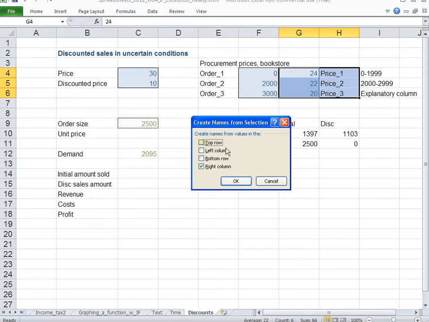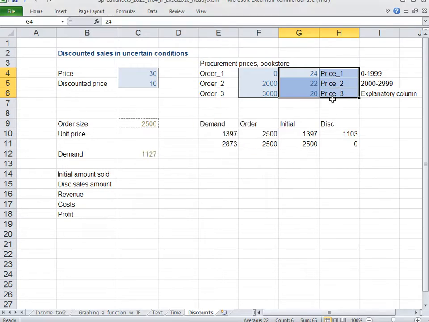Again, Excel makes an error. It wants to give the name price 1 from top to bottom, and this is wrong. So that's what we don't want to do. Only Right column. Okay, so here it is.